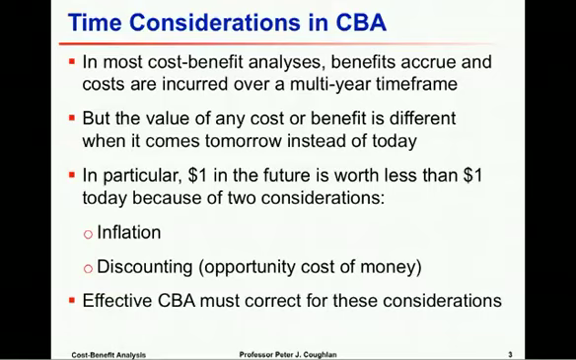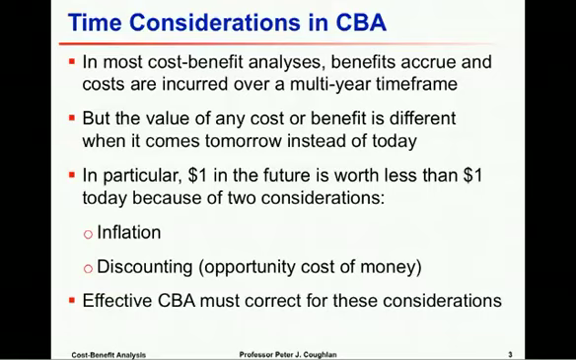They generally will occur over time, and usually the cost tends to occur first and the benefit tends to come later. But the problem, of course, is how do you compare, for example, $1 million in costs now to $1 million in benefits later? Because the reality is the value of a cost or benefit is different depending on whether it comes today or tomorrow. In particular, $1 in the future is worth less than $1 today because of two primary considerations.